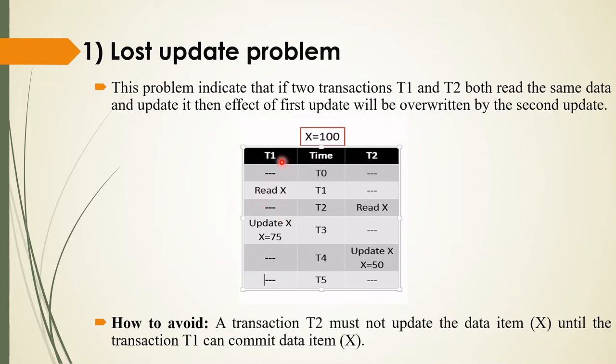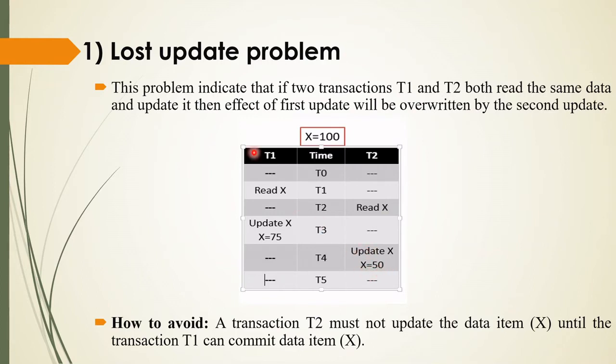Now what happened? Transaction T1 reads the data X, where X is initially 100. After some time, T2 reads X, so both read X. Now T1 updates the data, so the updated X is 75, while our original data is 100. Now the value of X is 75. At time T4, transaction T2 updates X to 50. So our X equal to 75 is now overridden by transaction T2, and the value of X is now 50.